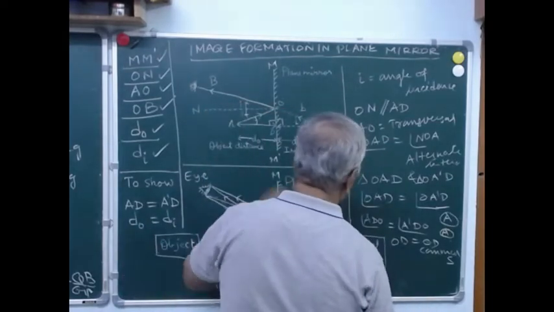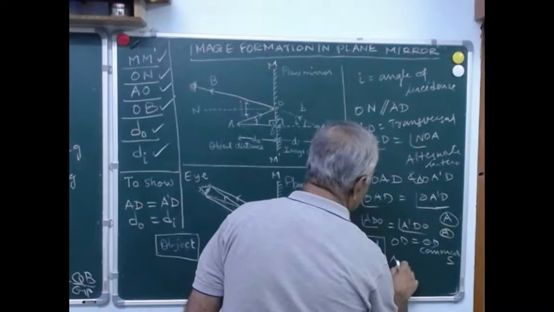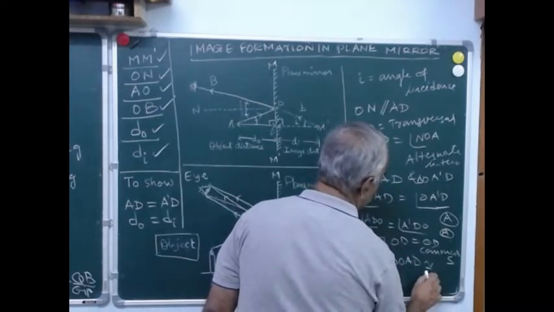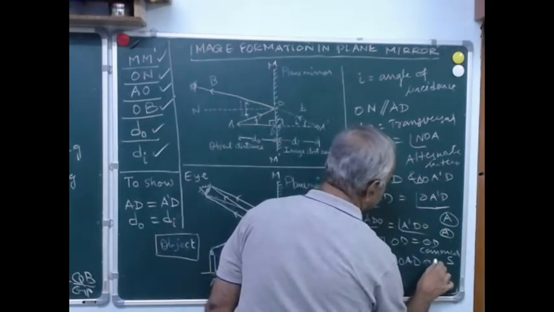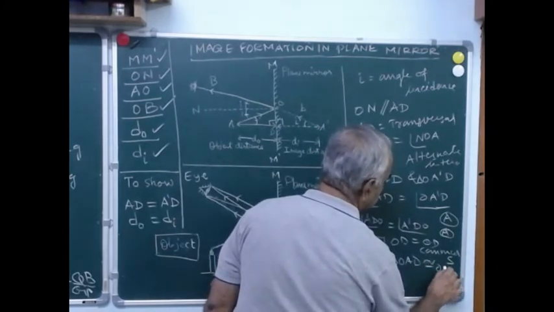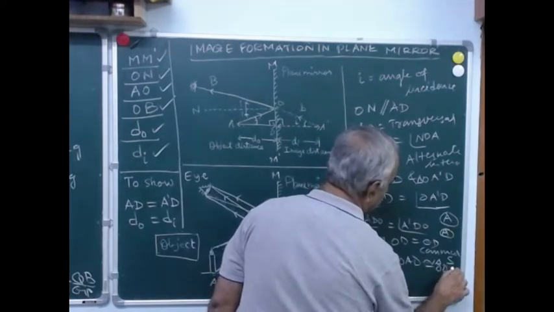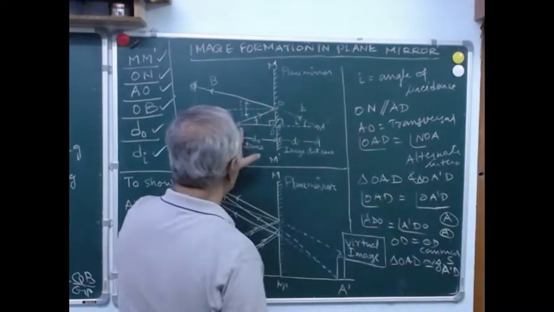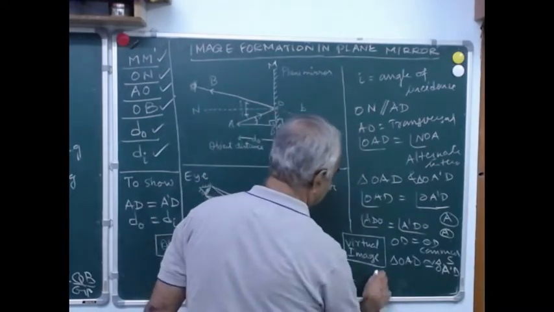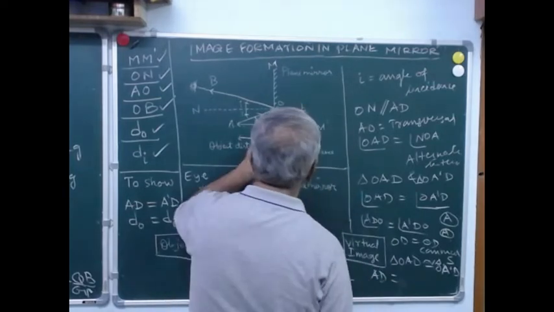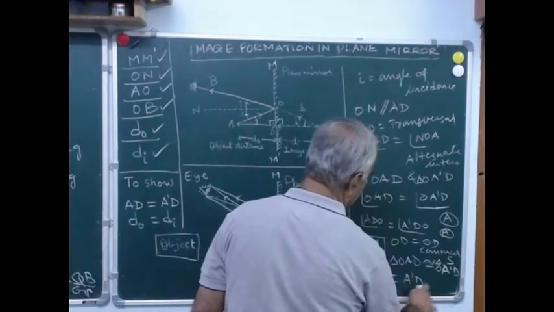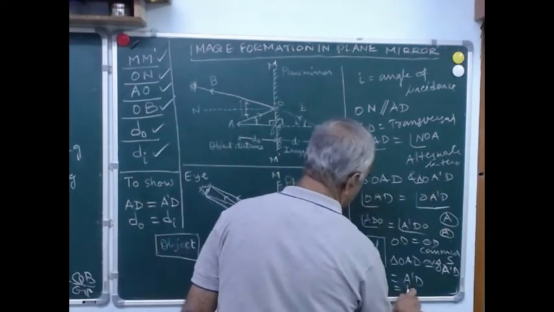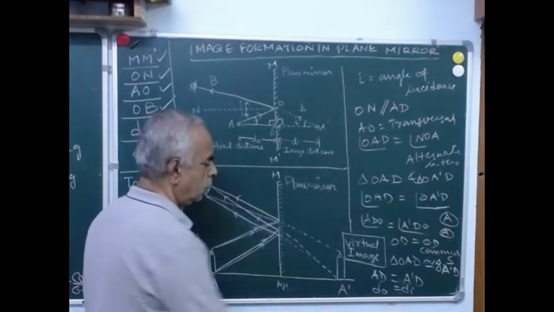Therefore triangle OAD is congruent to triangle OA dash D. Therefore, the corresponding sides AD is equal to A dash D. It means AD is nothing but DO, so DO is equal to DI. Hence the proof.